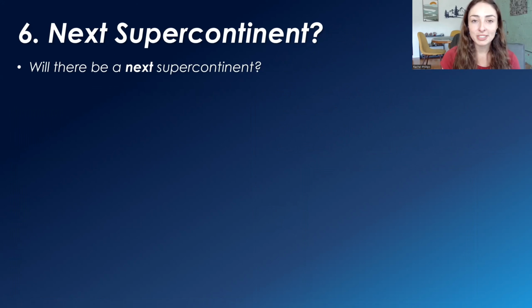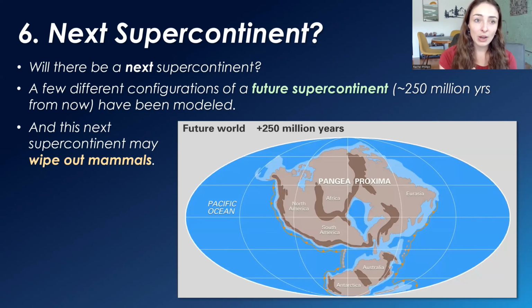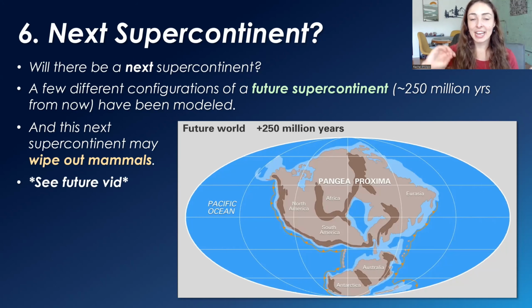And finally, we have number 6, which I didn't mention before, but it's the next supercontinent. Will there be a future supercontinent? Well, there's actually a few different potential configurations that have been proposed for a supercontinent that might form around 250 million years from now. And based on how this next supercontinent might affect climate, based on some models that have been done, it's thought that this supercontinent might cause the extinction of mammals. But I am going to be talking about that in a future video, so keep an eye out for that.